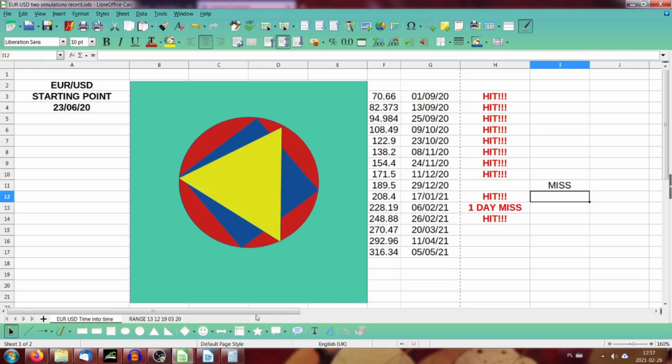So you've got the starting point date right over here, and then the dates on the right are calculated as the number of days shown in column F and added to the starting point. So these are the results.